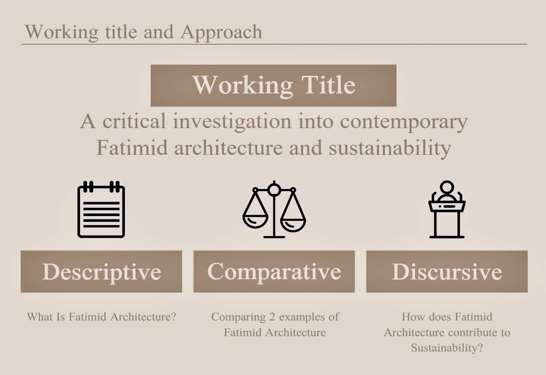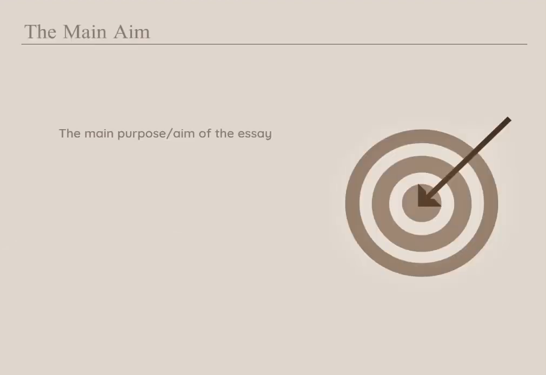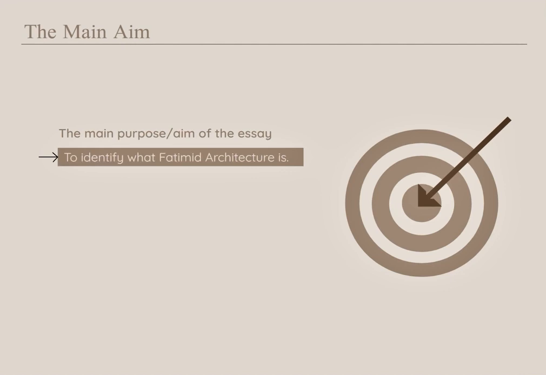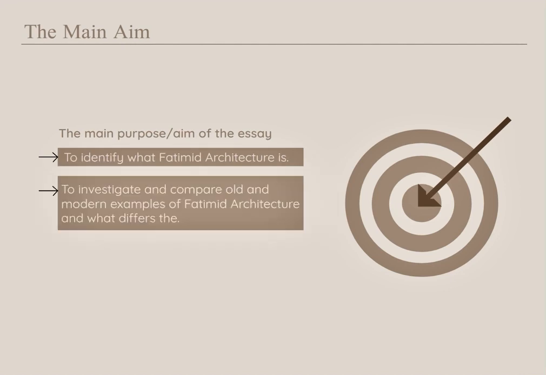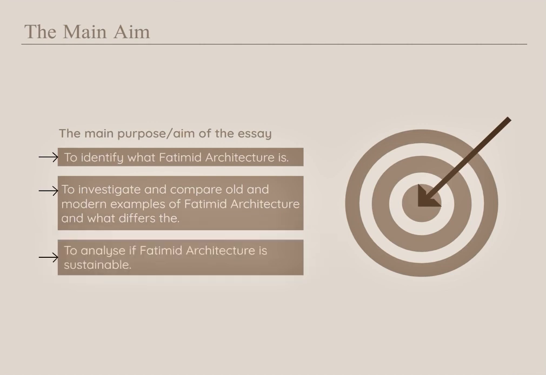I think it's very important to include this part in the essay as it plays a big role in interior architecture. The 3 main aims for the essay are to identify what Fatimid architecture is, investigate and compare old and modern examples of the architectural style and what differs them, and lastly to analyze if Fatimid architecture is sustainable.